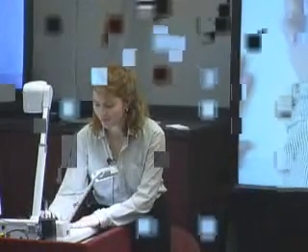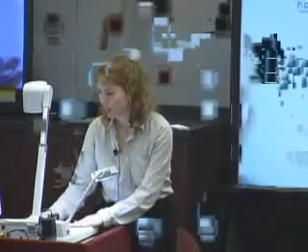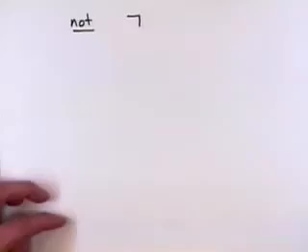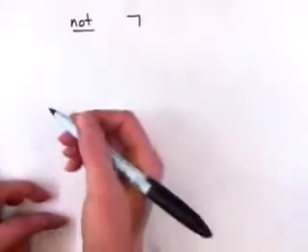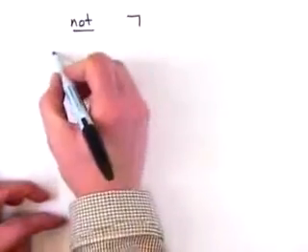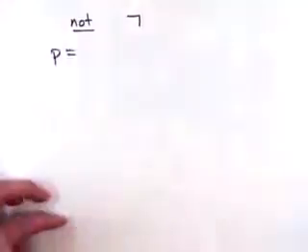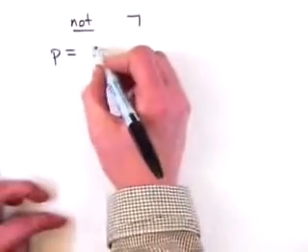Okay, so the next thing we need to know is how we combine these, because they're not very interesting by themselves. It's not very interesting to say the sky is blue, the sky is not blue. So we want to be able to put things together because then we can build a reasoning system. The first thing we need to know is how to say not. If you want to say something's not true, I use a symbol that looks like this.